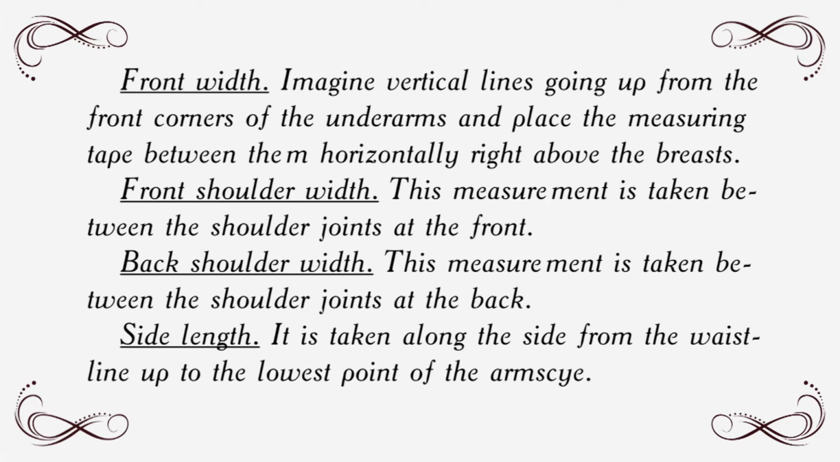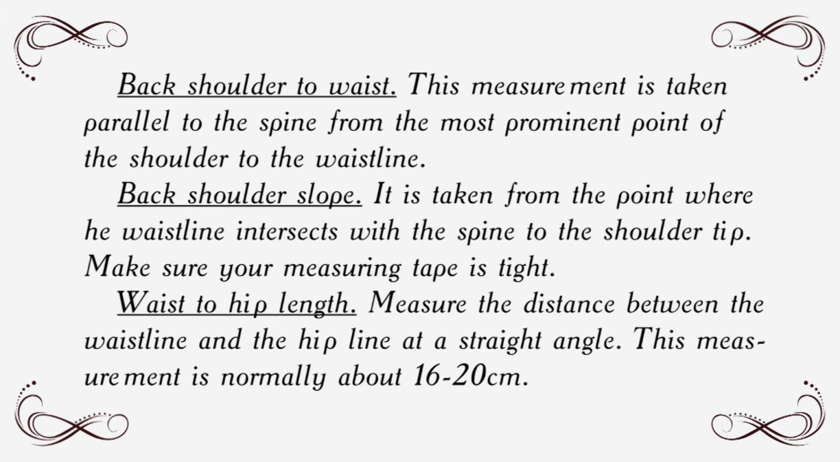Front shoulder width. This measurement is taken between the shoulder joints at the front. Back shoulder width. This measurement is taken between the shoulder joints at the back. Side length. It is taken along the side from the waistline up to the lowest point of the arm side. Back shoulder to waist. This measurement is taken parallel to the spine from the most prominent point of the shoulder to the waistline.